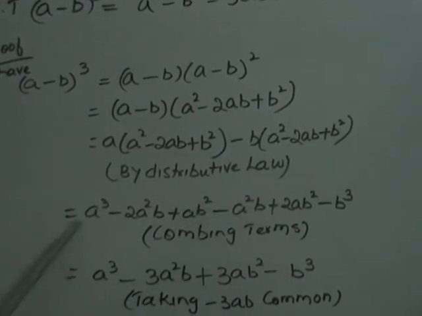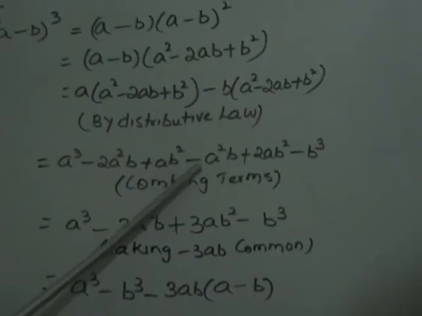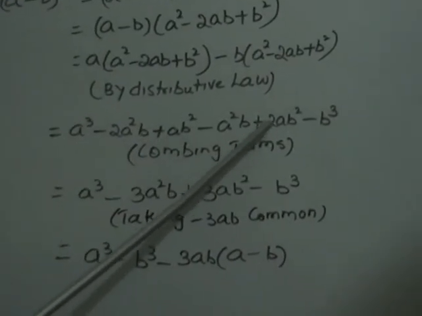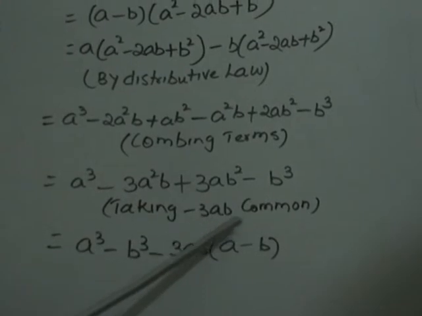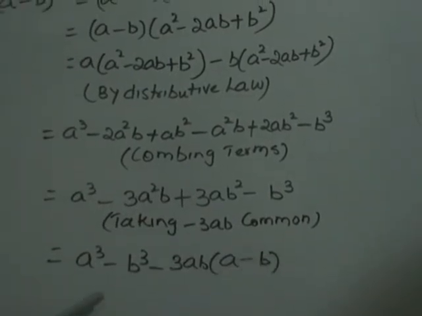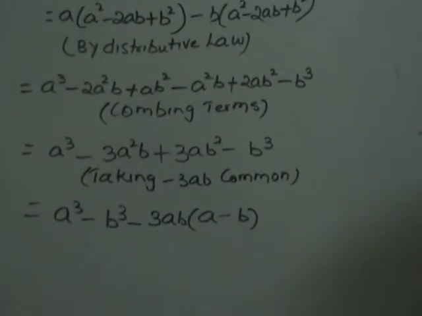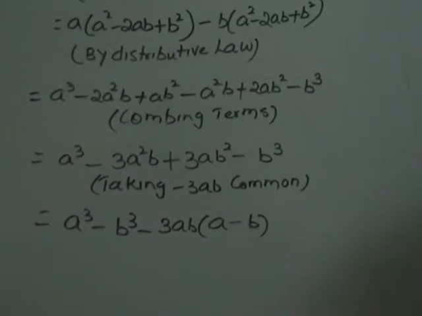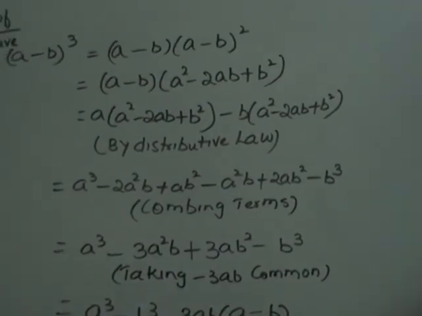We get a cube minus 2a square b + ab square minus a square b + 2ab square minus b cube. Combining this, we get a cube minus 3a square b + 3ab square minus b cube. Taking minus 3ab common, we have a cube minus b cube minus 3ab(a minus b). In the next class, we shall see some examples using the cube of the binomial.